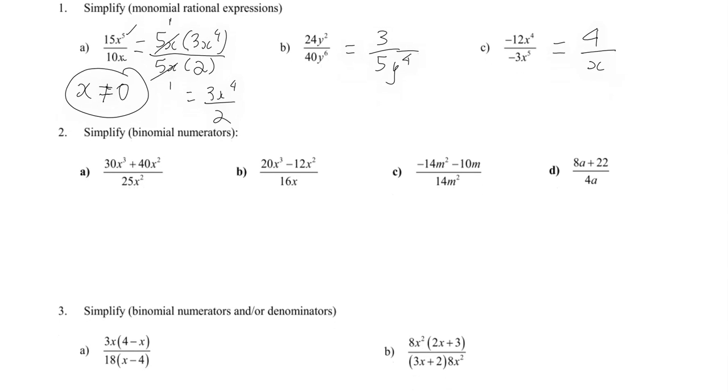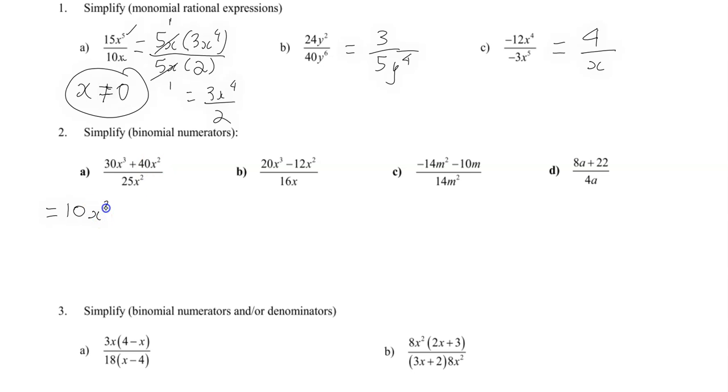Simplify. Binomial numerators, so that means the numerator may factor. The thing with a monomial expression is that you don't really have to factor anything. Okay, so greatest common factor. What goes into 30 and 40 is 10. The biggest power that's common is actually the smallest power, right? It's the one that goes into both.